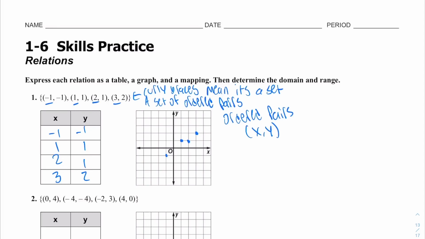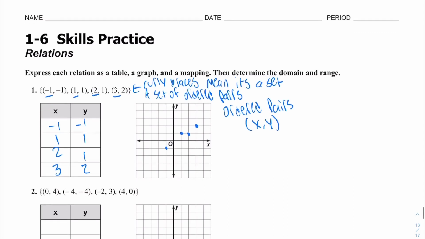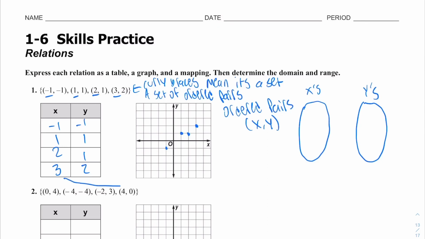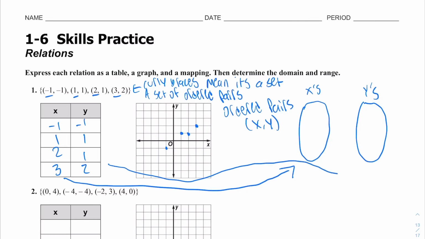The next thing the question wants us to do is to do it as a mapping. I remember it because it looks like eggs. We're going to draw 2 eggs, and one of those eggs is going to hold all of the x's, and the other egg is going to hold all of the y's. And we're going to just take the x's from the table and put them in one egg, and the y's from the table and put them in the other egg.